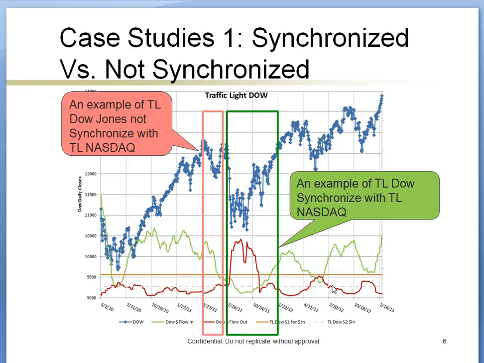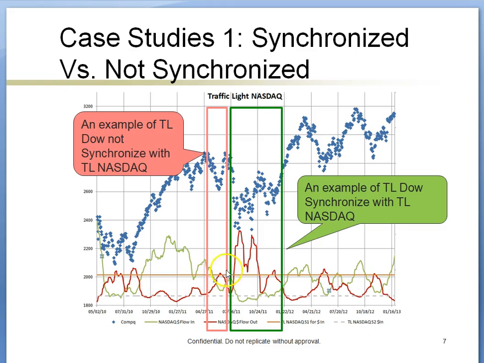Let's switch gears and talk about the opposite situation, not synchronized. In the pink rectangle here, in traffic light Dow Jones, there was no synchronization. The money flow in line did not bottom, and the money flow out line did not peak. However, if you look at traffic light Nasdaq in the same period, you will see that there is clearly a preferred bullish trade here. More importantly, this particular example illustrates the importance of stops. When the appropriate stop is set, you could keep your profit and avoid the unexpected.